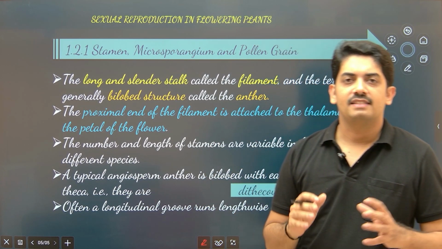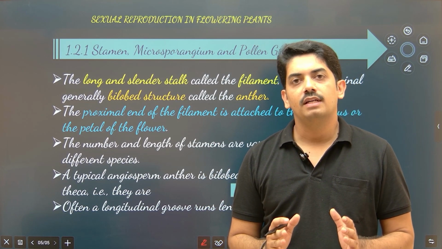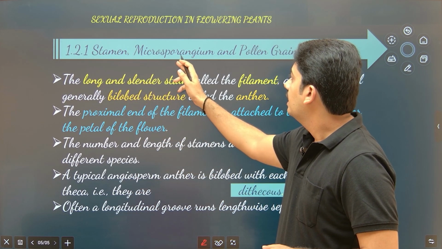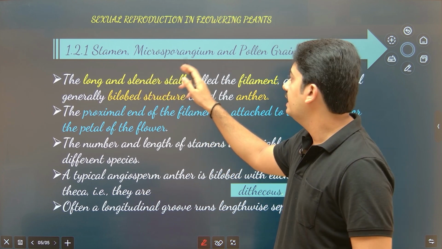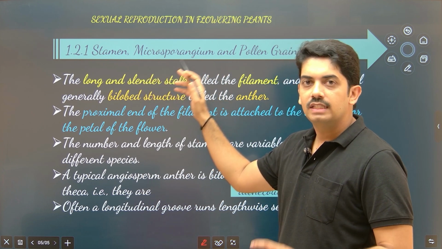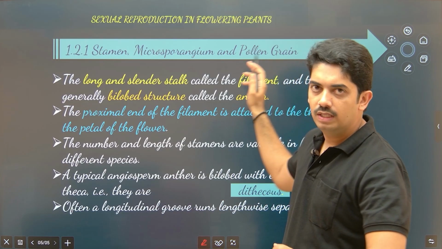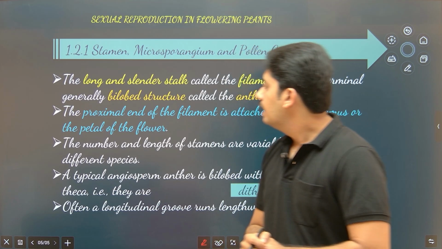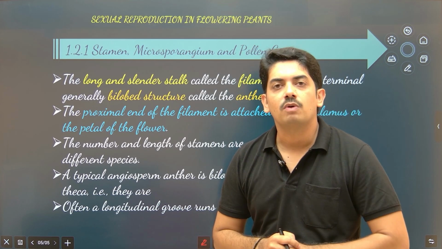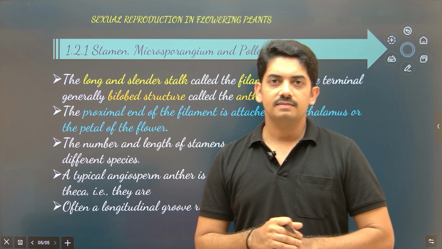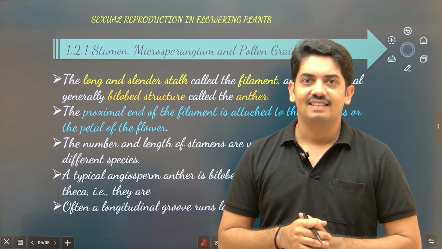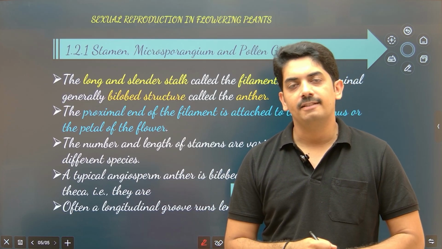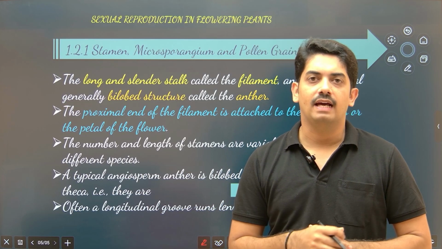Okay, now let us study in detail about the male reproductive structure. The common name is stamen, and inside the stamen what is present? Microsporangium. This microsporangium contains pollen grains. So all this together is nothing but the male reproductive structure. Now how many of you have observed flowers? Everybody, right?